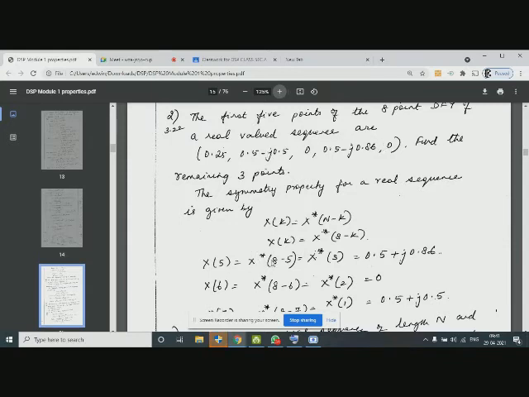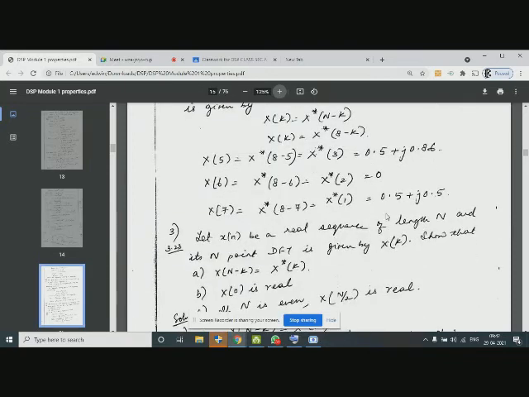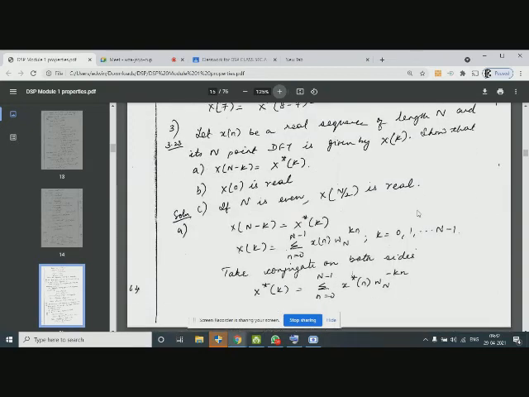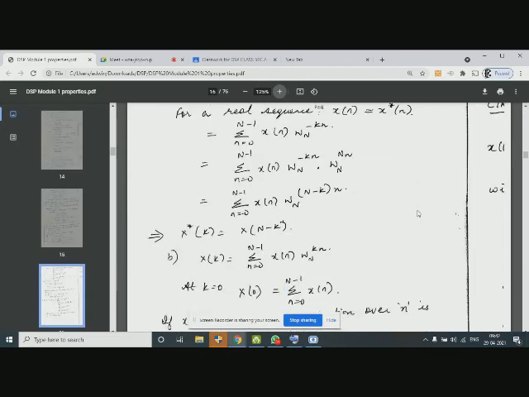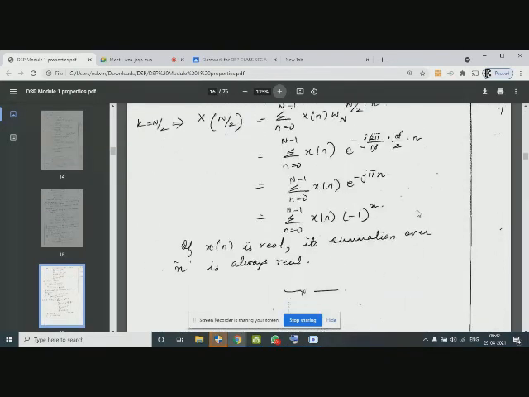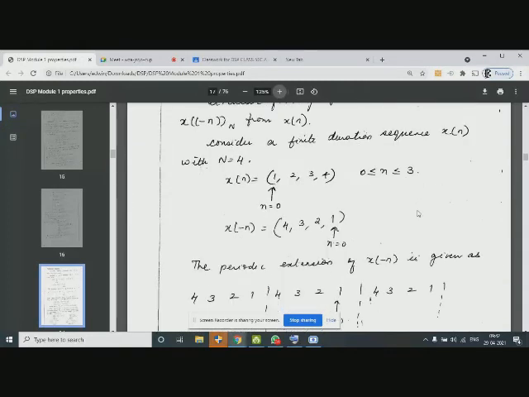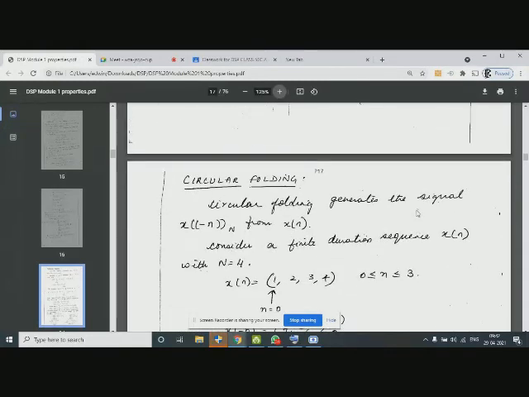So X of 5 is nothing but X star of 8 minus 5. So X of 3, you take conjugate of that, 0, 1, 2, 3. This is X of 3. Conjugate of this is nothing but your X of 5. Similarly, the next term conjugate is nothing but this. The next term conjugate is this. The last term conjugate is this one. Got it? So you will get all your values using this. Similarly, you can do the rest of the proofs. Have a look at all these things, you will understand. It's a very simple property.